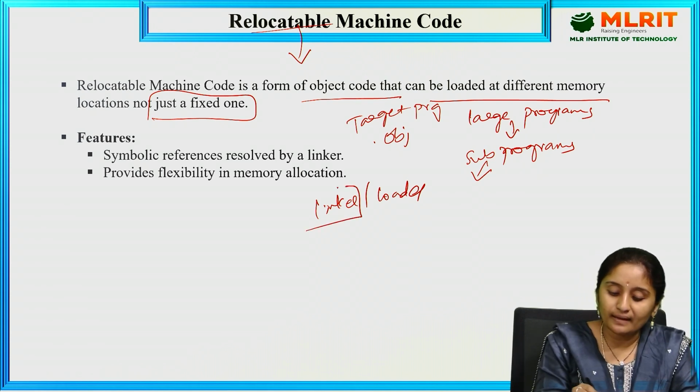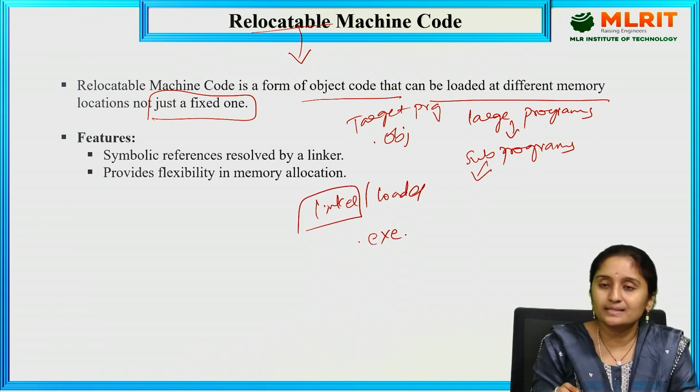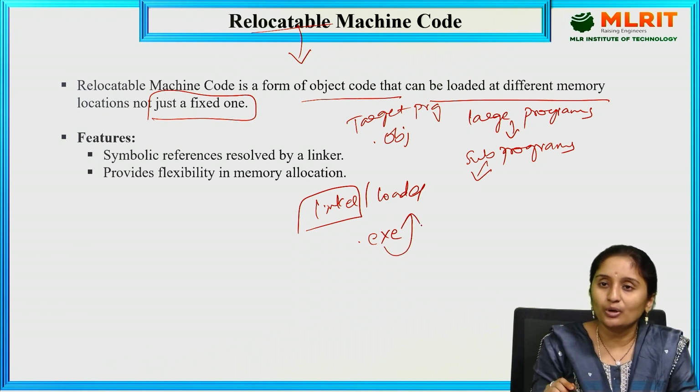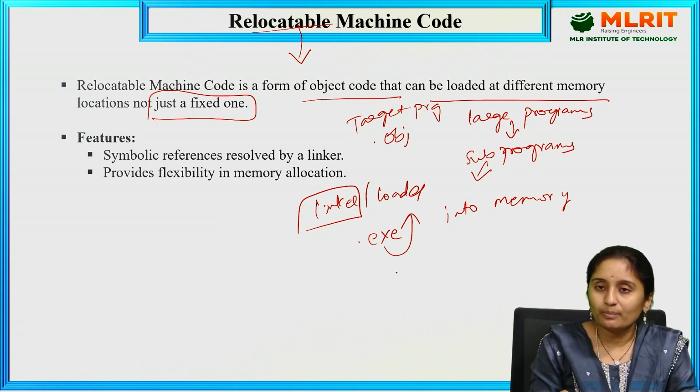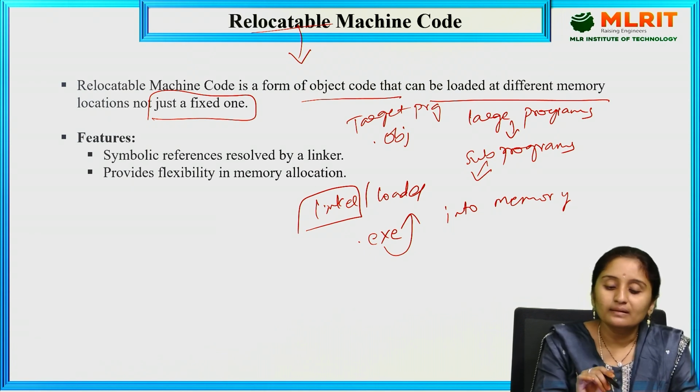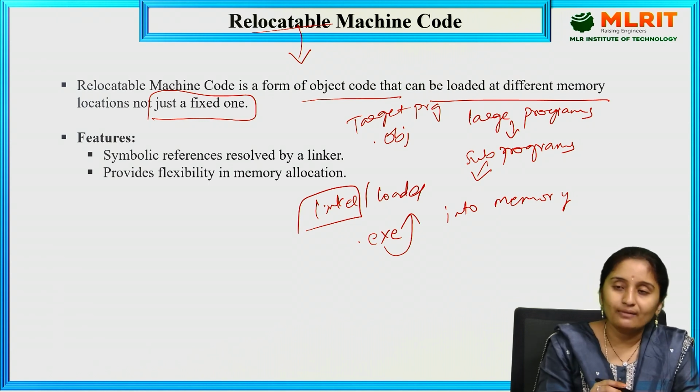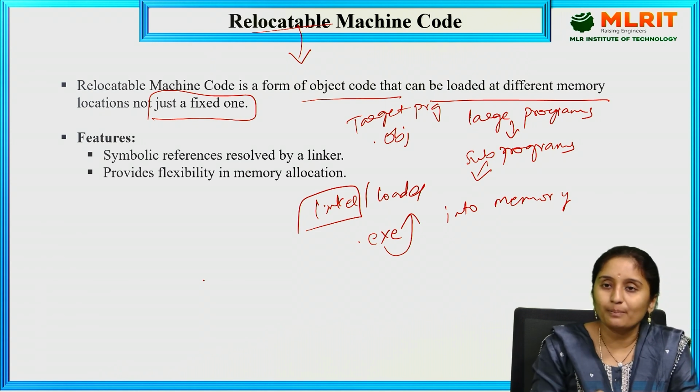The linker will generate the .exe file, that is, the executable file. This executable file is loaded. The loader loads the executable file into memory to run the code. So here the memory is not fixed. Wherever free space is left in memory, the subprograms will be allocated. Different programs are combined together into a single program, which generates the executable file, and this executable file is loaded into memory.